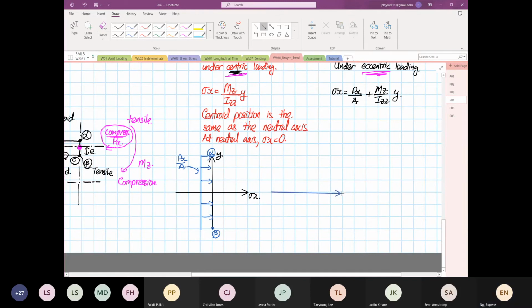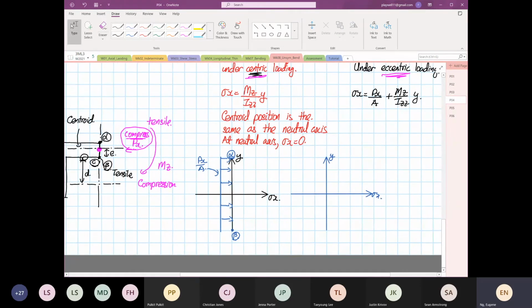Then we do the next one. Bending moment. Right? So this is now your Y. This is now your stress X. Now, right, at the bottom is what? Compression, right? So now we see this. Right? At the bottom is compression. At the top is what? Tensile. Right? So this line is our Mz over Izz times Y.